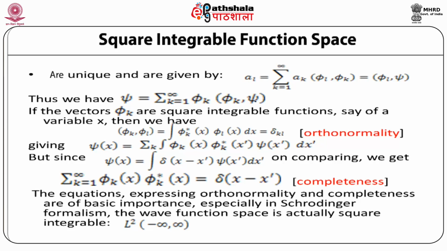If the vectors phi k are square integrable functions, say of a variable x, then we have the condition for the orthonormality given by the scalar or the inner product of phi k and phi l is equal to integral phi k star x phi l x dx is equal to delta kl, where phi k star x is the complex conjugate of the function phi k x, and delta kl is equal to 1 for k equal to l and is equal to 0 for k not equal to l.